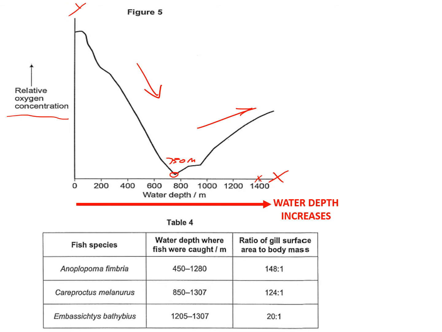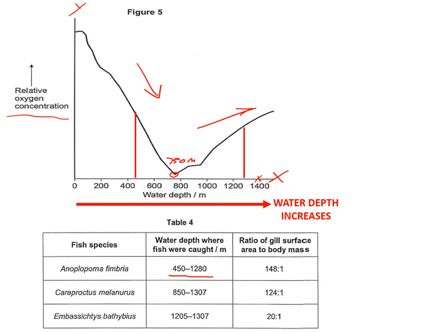And it says the depth of water where this species of fish was caught is between 450 to 1280. So if you take your pencil and draw on some lines, 450 is the red line on the left, and 1280 is obviously the red line on the right. So hopefully you can see the distribution of A. fimbriae. It's always a relatively low oxygen concentration, but at 750 meters down, it can survive at extremely low oxygen concentration.